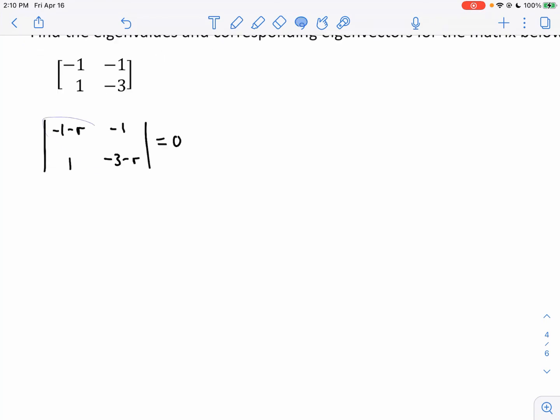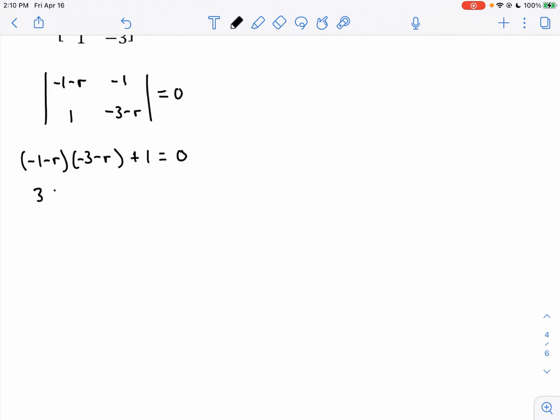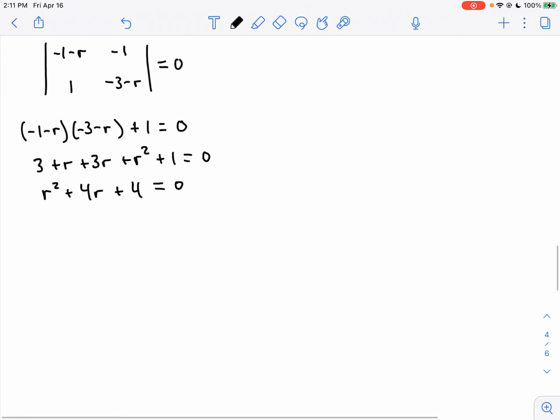This is just a 2 by 2 determinant, so we multiply those entries: negative 1 minus r times negative 3 minus r, and then we subtract the product of the other entries. So we do minus negative 1, which is just plus 1, equal to 0. Now we do some foiling. We have 3 plus r plus 3r plus r squared. All those negatives cancel each other. Plus 1 is equal to 0. This gives us r squared plus 4r plus 4 equals 0, and this gives us (r plus 2) times itself equal to 0.